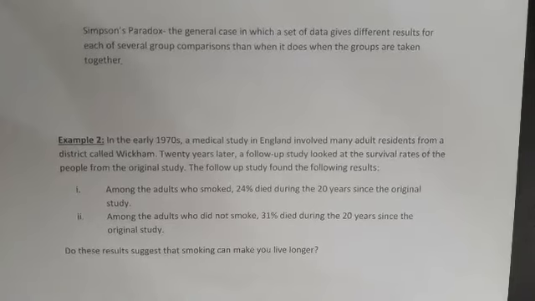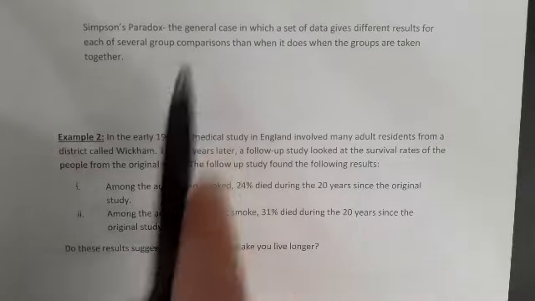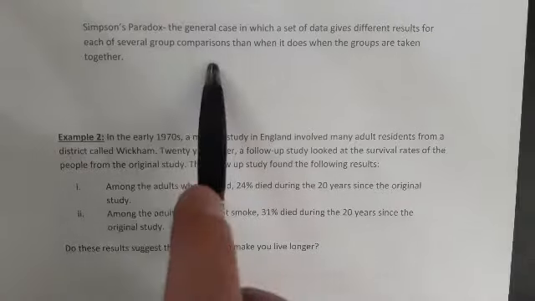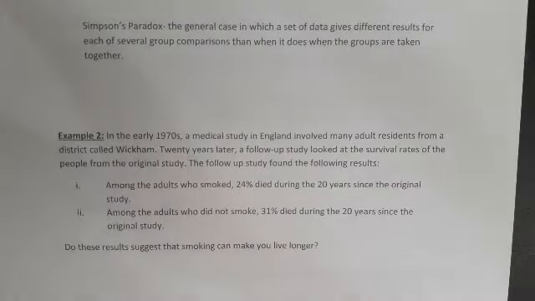And so I have Simpson's paradox up here, the definition probably taken straight out of the book: the general case in which a set of data gives different results for each of several group comparisons than it does when groups are taken together. What they mean by group comparisons is when we group things into 1995 and 1996, it was different from when we took both of those years together.